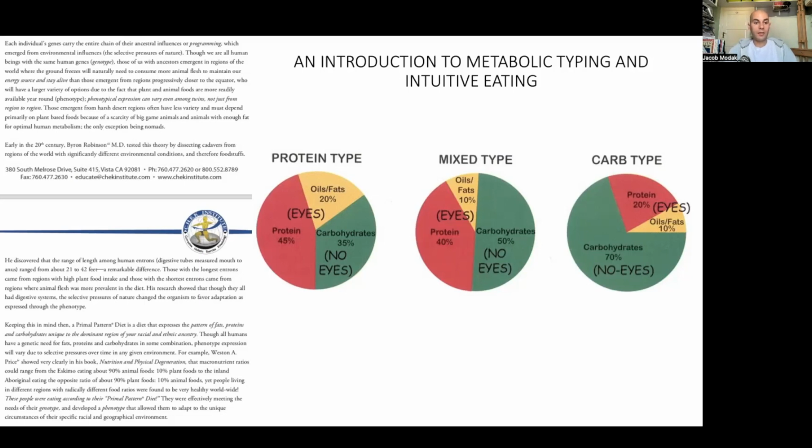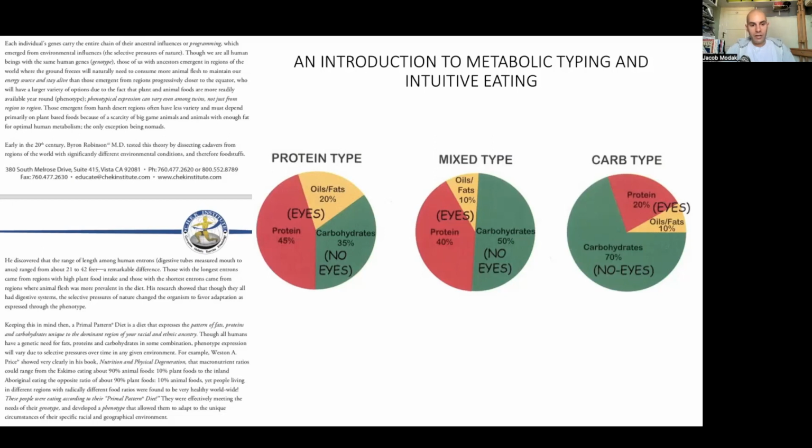Early in the 20th century, Byron Robinson, MD, tested this theory by dissecting cadavers from regions of the world with significantly different environmental conditions and therefore foodstuffs. He discovered that the range of length among human enterons, the digestive tubes measured mouth to anus, ranged from 21 to 42 feet, a remarkable difference. Those with the longest enterons came from regions with high plant food intake, and those with the shortest enterons came from regions where animal flesh was more prevalent in the diet. His research showed that though they all had digestive systems, the selective pressures of nature changed the organism to favor adaptation as expressed through the phenotype.